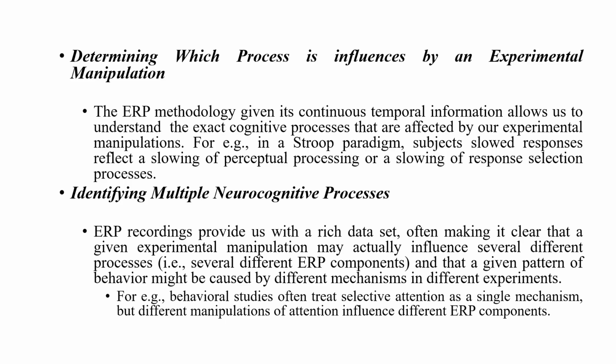So for example, you might refer to the attentional network phenomena by Fan, and you can see that there are different ways in which attention gets affected. So alerting, orienting, and executive networks are all there, and they might differentially affect the ERP components in the brain.